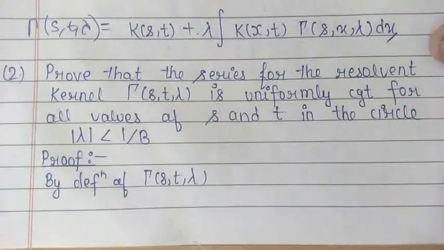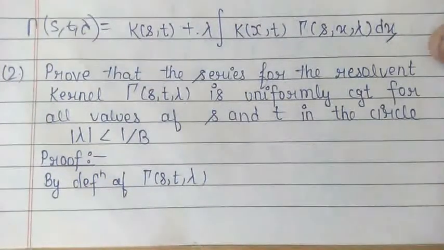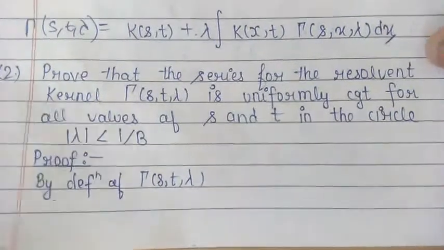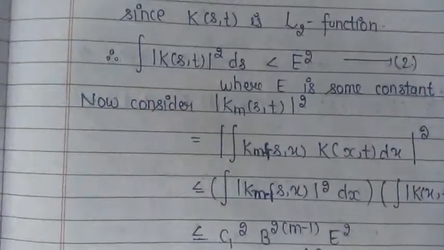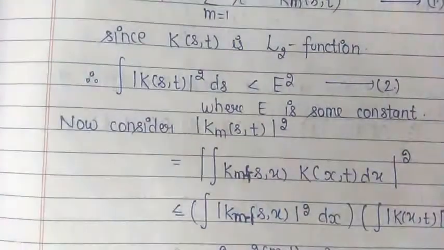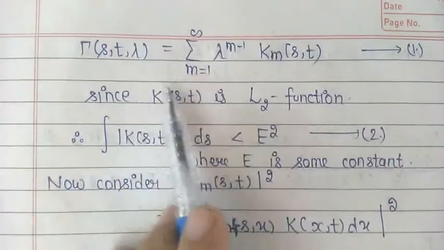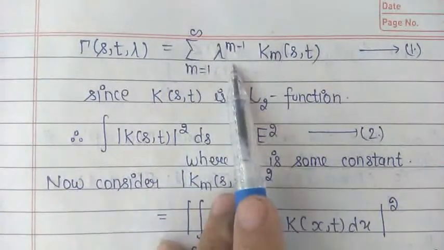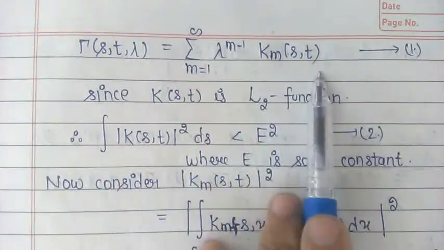So we have to find the region of convergence for the series for the resolvent kernel. Let us start from the definition. By definition, the resolvent kernel is given by Γ(s,t;λ) equal to the summation, m varies from 1 to infinity, λ raised to the power m minus 1 times K_m(s,t).